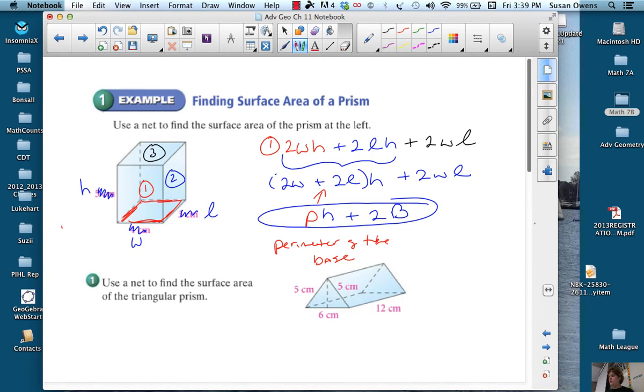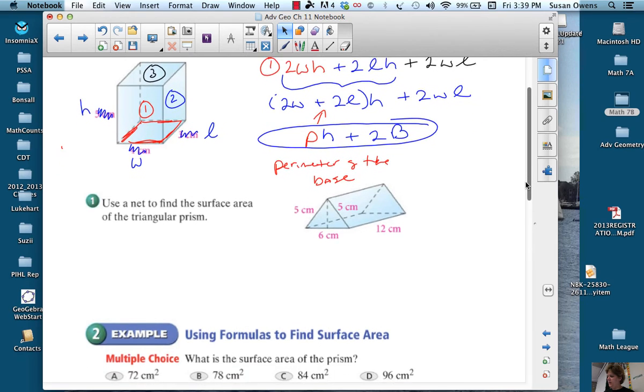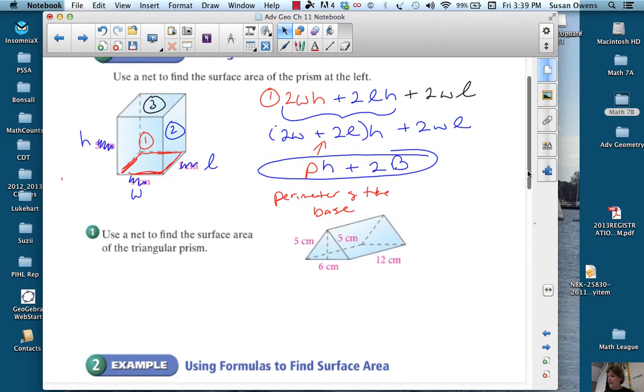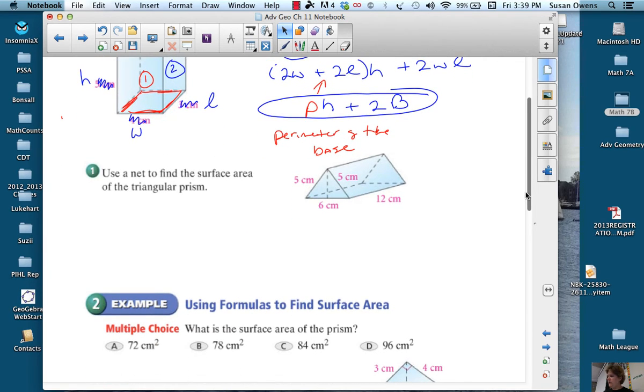And then all you have to do is add the top and the bottom bases, so 2 bases, and you get perimeter times height plus 2 bases. And you'll see on the next page that'll be the formula. And it works for any of the prisms. The only thing with this one is you have to turn the prism so that the parallel sides are up and down, or you need to at least think of them that way.